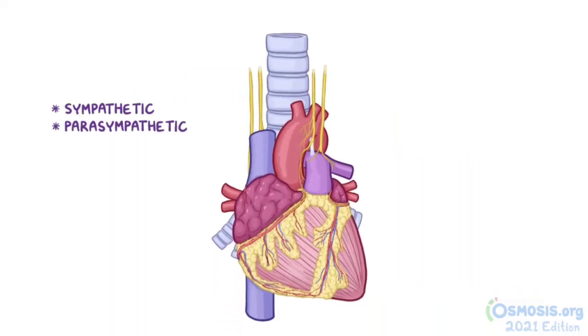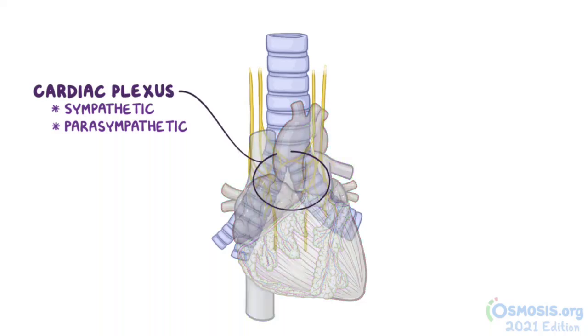The heart is innervated by sympathetic and parasympathetic nerve fibers from the cardiac plexus, which is most commonly found on the anterior surface of the bifurcation of the trachea.